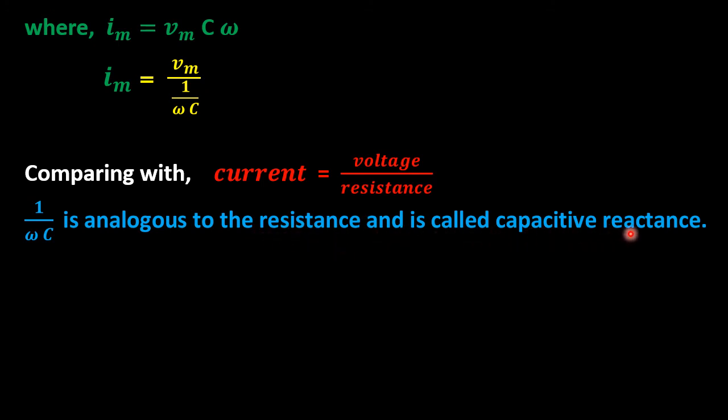So just like inductive reactance, this is the opposition offered to the flow of current by the capacitor, and we call it capacitive reactance. This capacitive reactance is denoted by capital X subscript C and is given by the expression 1 by omega c.